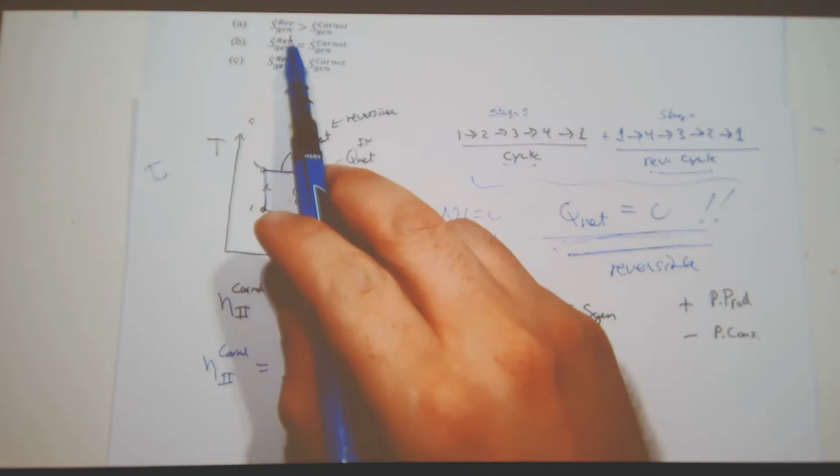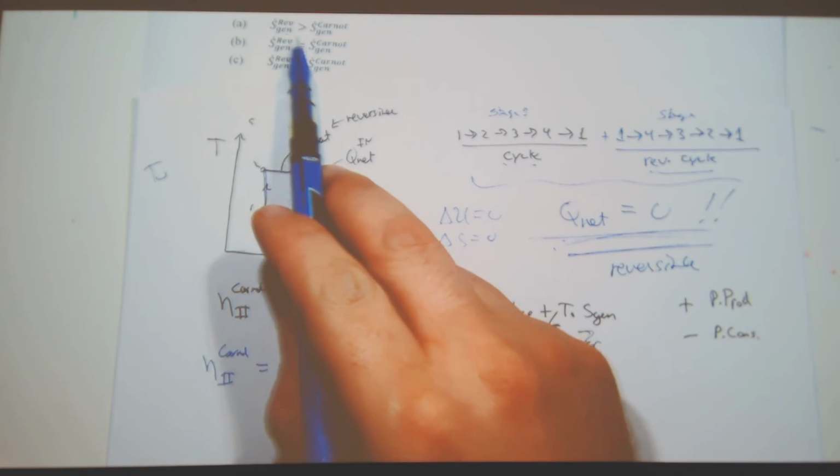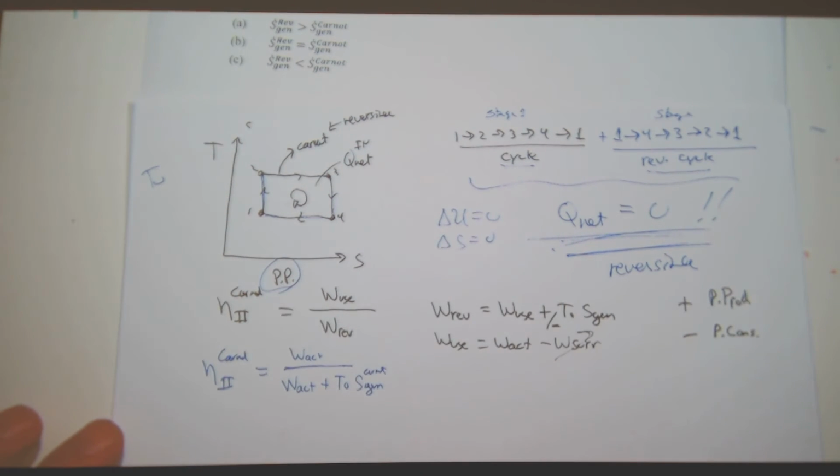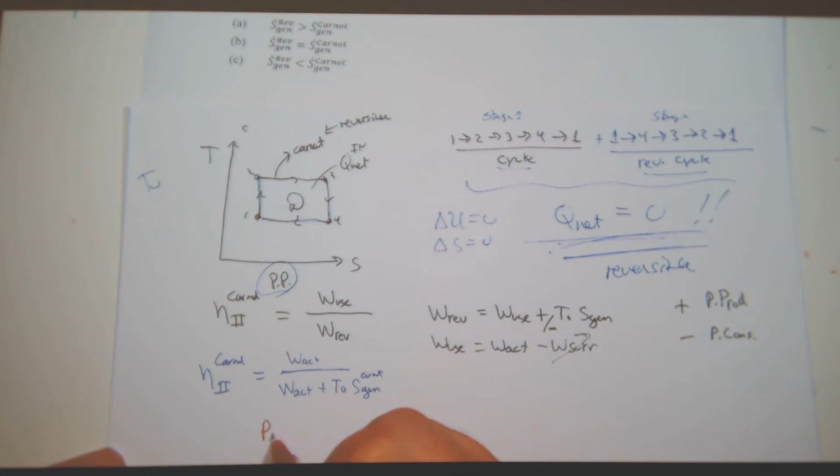So I have this, and I want to know, is Sgen of the reverse cycle greater than, equal to, or less than the entropy generated of the standard cycle. I gave you these expressions to write out the second law efficiency. I said when I reverse it, it has the same second law efficiency. So this was for my power producing. For my power consuming, I have the second law efficiency is equal to the work reversible over the work useful.